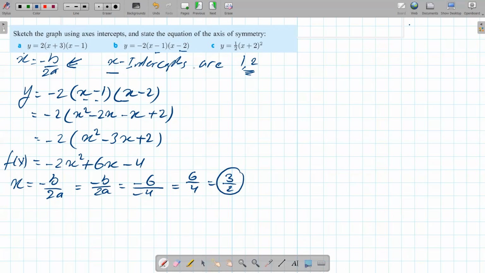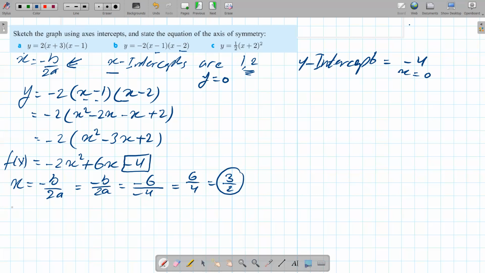Here we have x. What about the y-intercept? Equals what? Negative 4. Yes, completely right. The y-intercept is when x equals 0 here in this condition, but the x-intercepts are when y equals 0. Now we found the x coordinate for the vertex point.